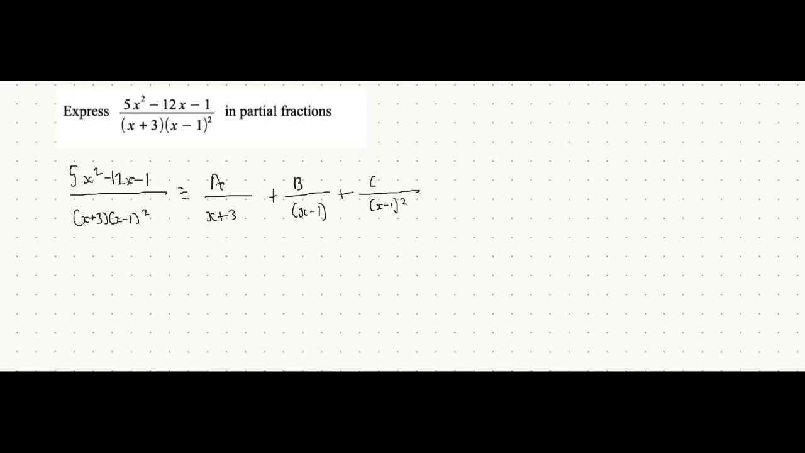In this video, we're going to look at expressing partial fractions, specifically where there's a repeated factor of x minus 1 squared, as you can see here. Now, how you write it out is a over x plus 3 plus b over x minus 1 is normal, but then the factor that's repeated, you write that out as c over x minus 1 whole squared.